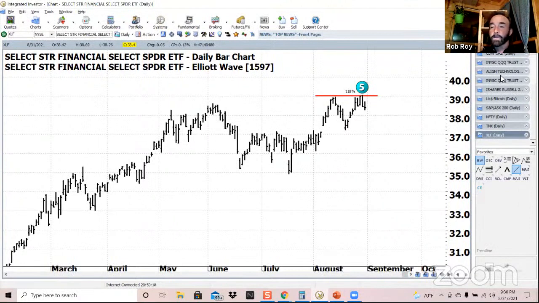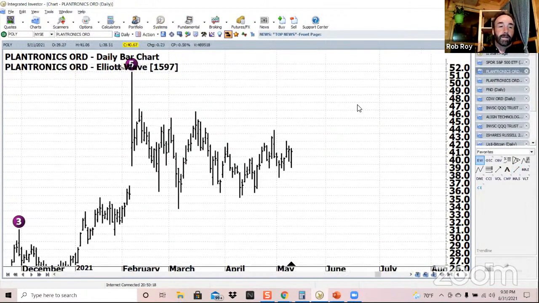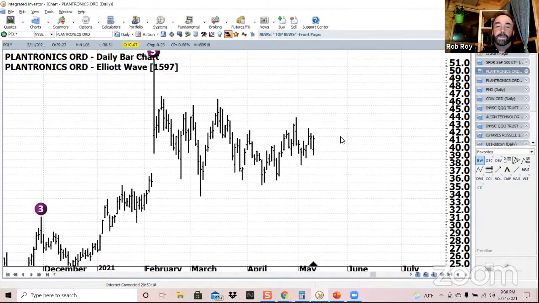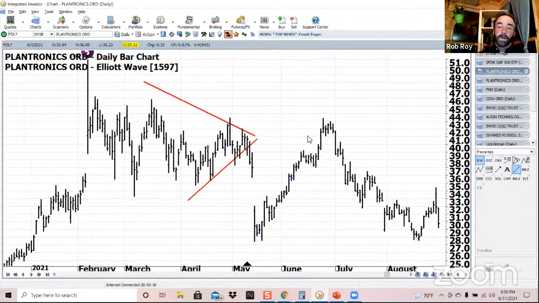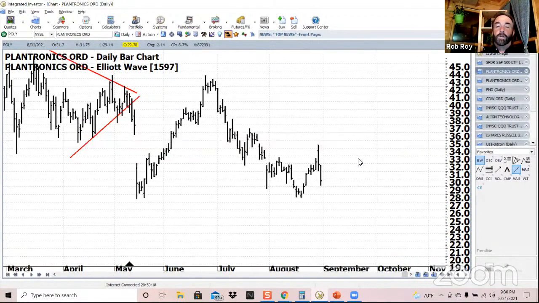Going back to 511, where we looked at Poly that used to be PLT, but now it's changed to POLY. This is the oldest one here. We had this really nice symmetrical triangle, which did yield a breakout. You can see the breakout occurred. We retraced the breakout. We've been adjusting this position for our subscribers.